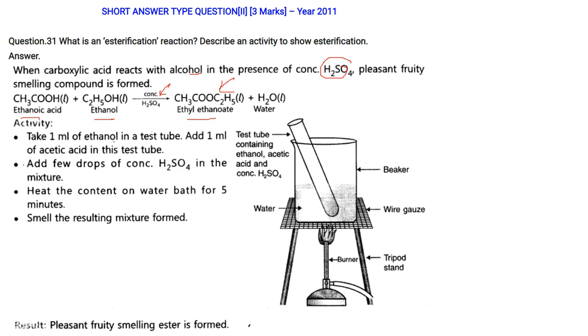Take 1 ml of ethanol in a test tube, add 1 ml of acetic acid to the test tube along with the previous solution. Add a few drops of concentrated H2SO4 to the mixture. Heat the contents on a water bath for 5 minutes. Smell the resulting mixture. You will see that a pleasant fruity-smelling ester is formed. So this is the test tube containing the ethanol, the acetic acid and concentrated H2SO4.